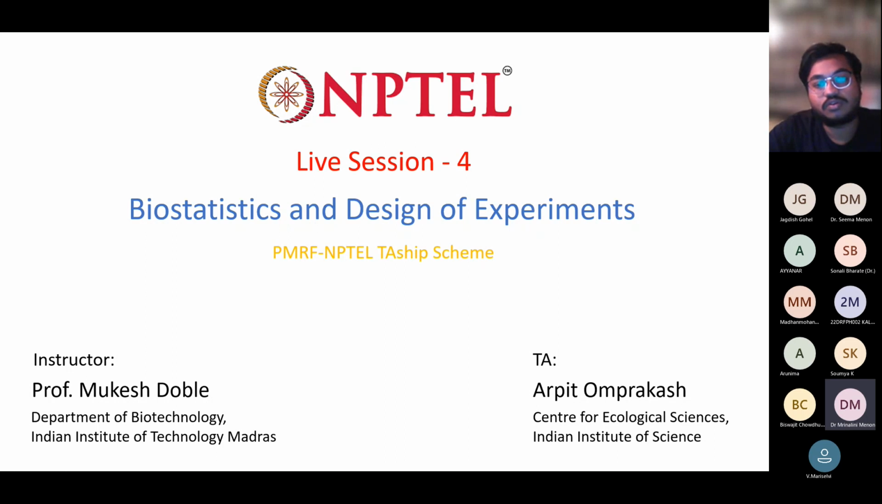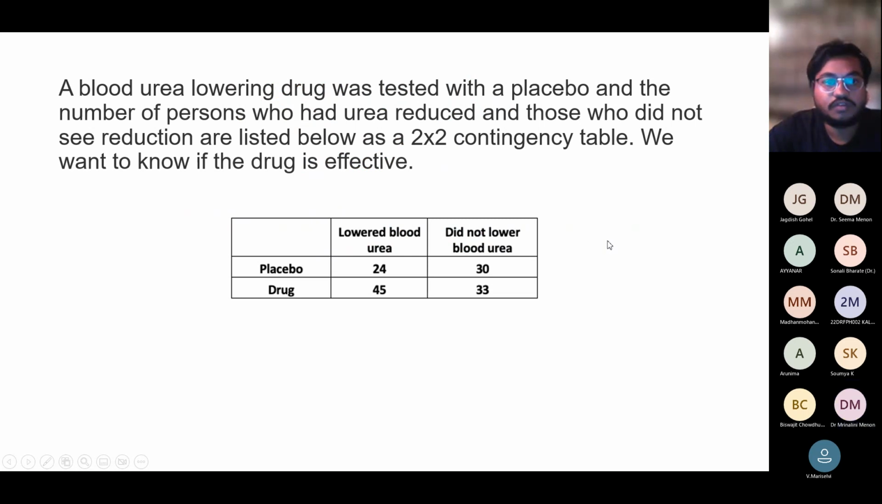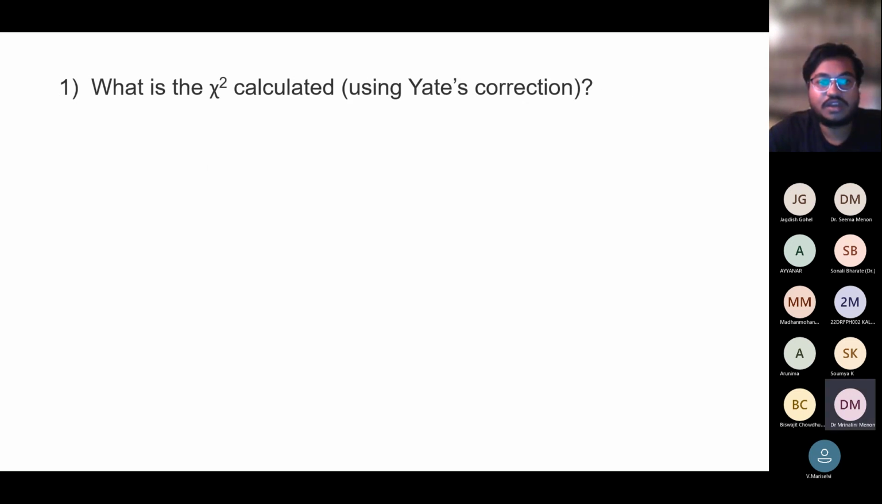We'll discuss an assignment similar to assignment 5. Here we are given a table. A blood urea lowering drug was tested with a placebo, and the number of persons who had urea reduced and those who did not see reduction is listed below in a 2x2 contingency table. We want to know if the drug is effective. The table has a placebo and a drug, and in how many people it lowered blood urea and in how many it did not. So the first question is, what is the chi-square calculated using Yates correction?